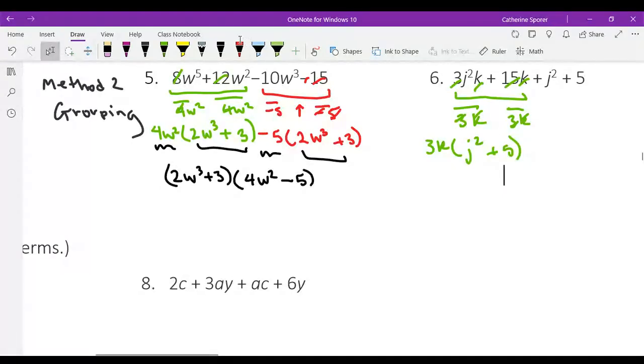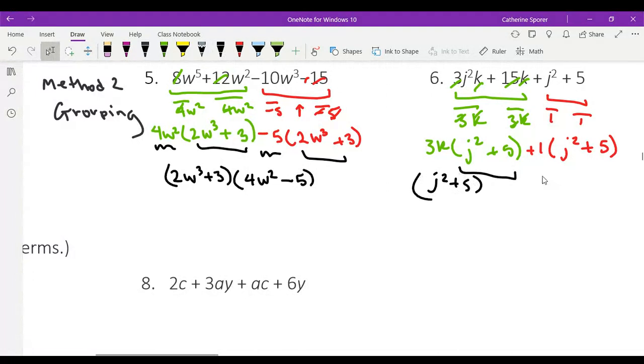And if we look at these second 2 terms, j squared and 5, we can't take out a GCF from those, so if that ever happens and we're trying to do grouping, we would just take out a 1. And we would have, divided by 1, we just get what was there already, j squared plus 5. And then our factored form is that j squared plus 5 that shows up twice, multiplied by the 2 GCFs that were taken out. So 3k plus 1.